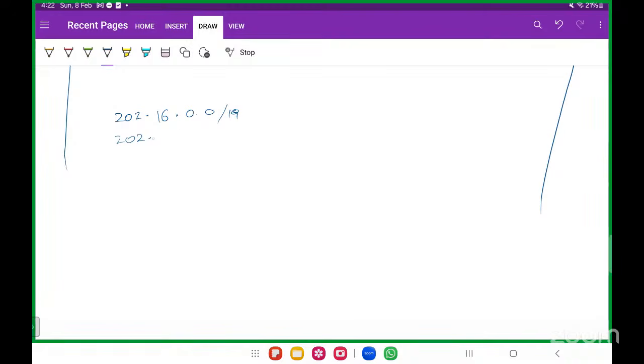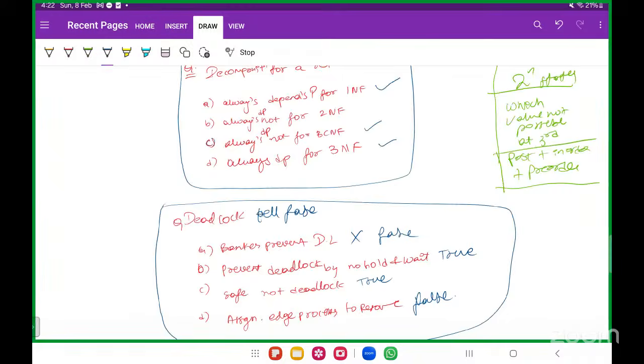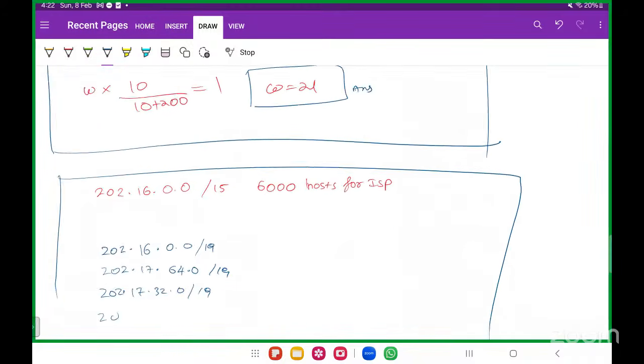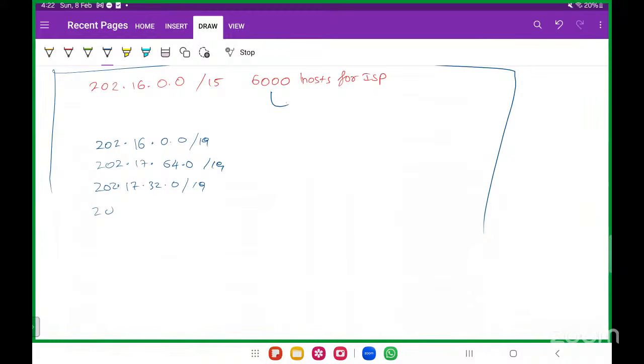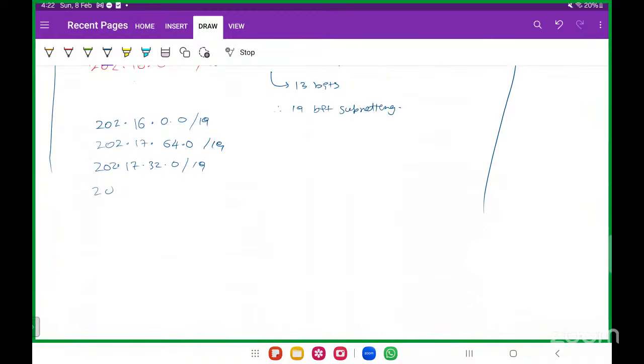So there is a problem for subnet and supernet. Initially we have an IP address given, 202.16.0.0/15, and they want to devote it for 6,000 hosts. So 6,000 means how many bits? 13 bits, right? So our subnetting will be up to 19 bits. Now they ask which particular address we can provide. So first they mention 0. Yes, that can be given.